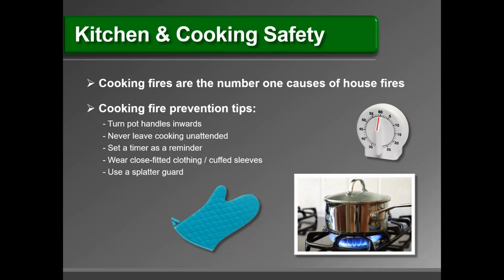So cooking fires are the number one cause of house fires. Here are some prevention tips. Turn the handles inwards. Don't leave cooking unattended. You can bring a mitt with you when you walk around in the house if you have something on the stove, if you do have to get distracted from something cooking, so that you have that in your hand to remind you that you do have something cooking.